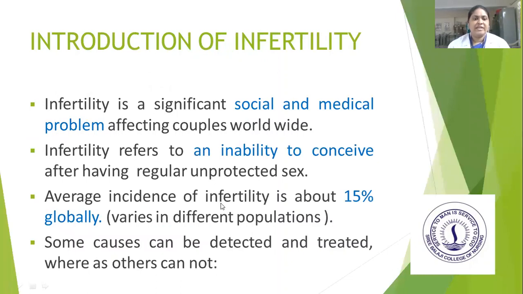What is infertility? The introduction to infertility: it is a significant social and medical problem affecting couples worldwide. Nowadays, most couples are facing this infertility problem. Infertility refers to an inability to conceive after having regular, unprotected sex. The average incidence of infertility is about 15% globally, and it varies in different populations. Some causes can be detected and treated, whereas most of them are unknown.